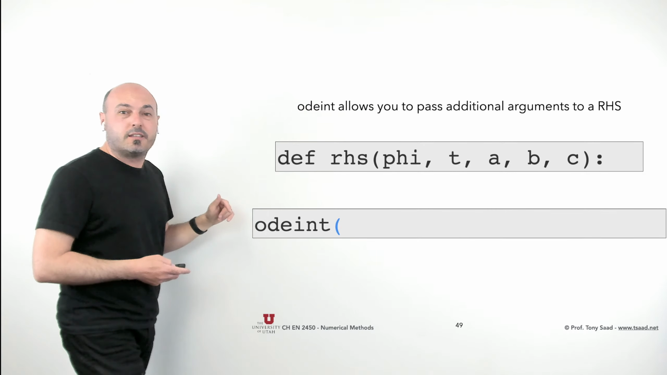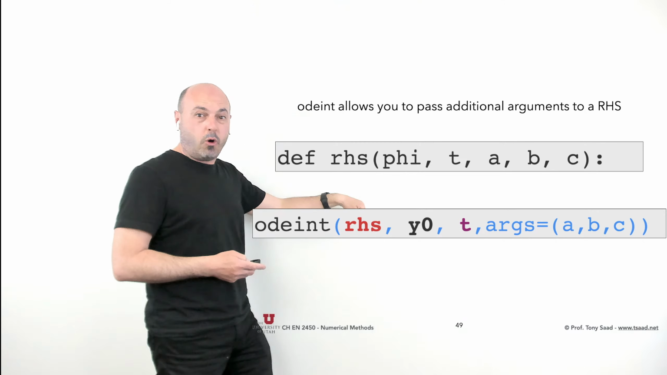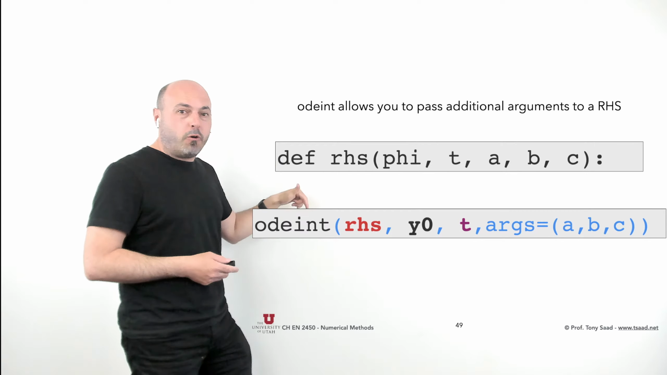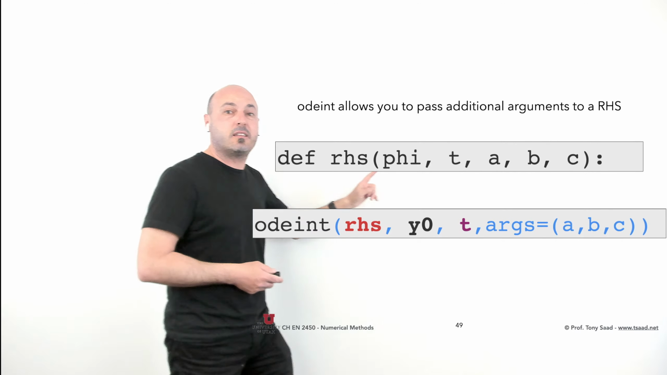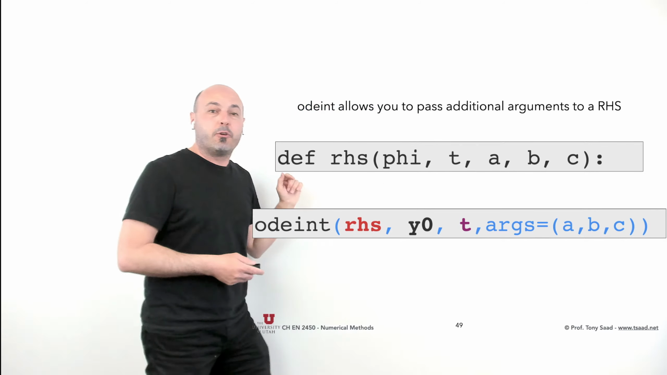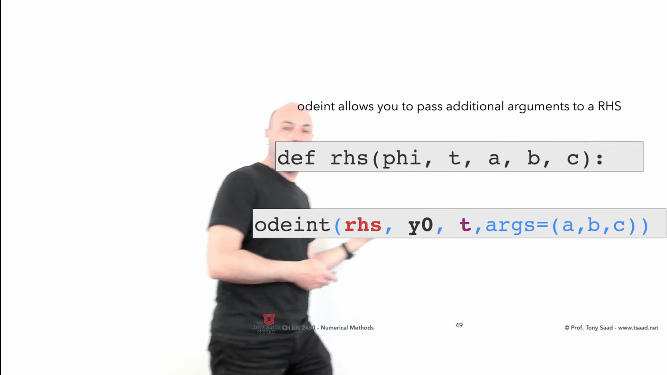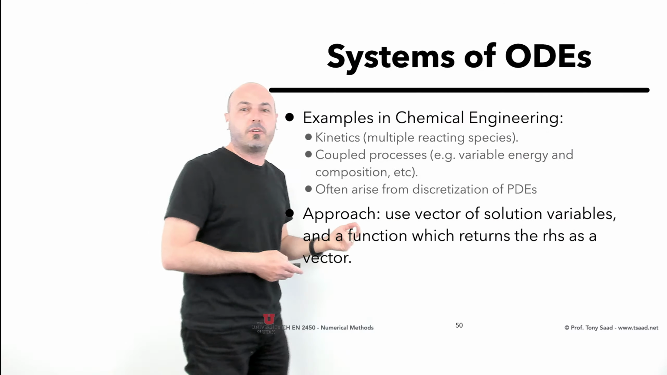Then you have to tell ODE int. Remember, ODE int calls the right-hand side internally all the time, and therefore, when ODE int calls the right-hand side, it needs to pass it the arguments as well. The way you do this is you simply add one additional parameter to ODE int that contains the arguments that you want to pass to the right-hand side.